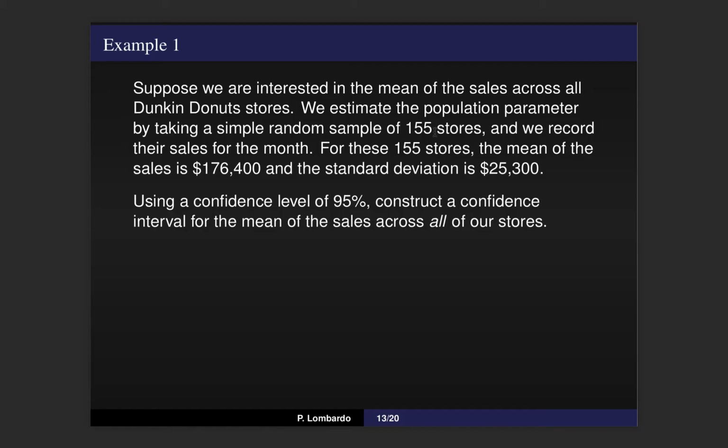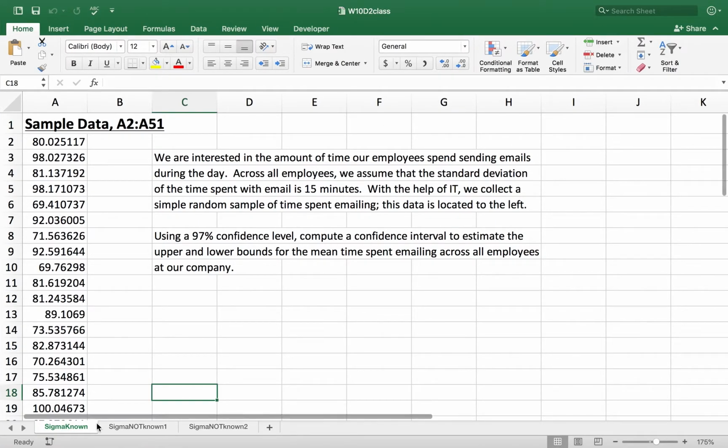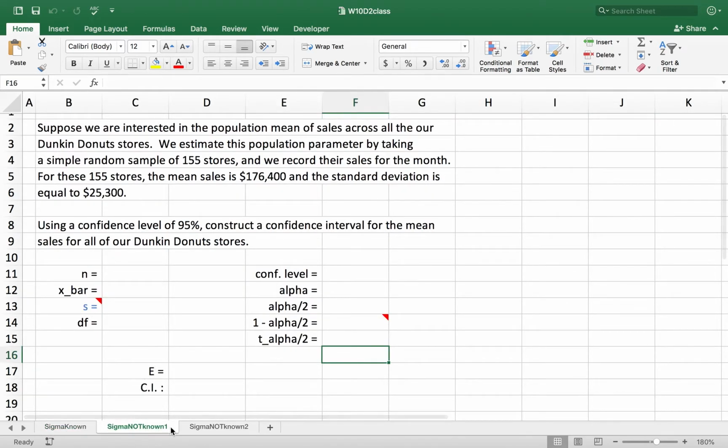Let's jump to our Excel workbook for the day. Open your W10 D2 Excel workbook. You should see 3 worksheets. One says Sigma known. You can use this as a practice. We're not going to go over this together, but the solutions will be provided. We want to jump to Sigma not known, example 1. And we have our Dunkin' Donuts example set in that place.